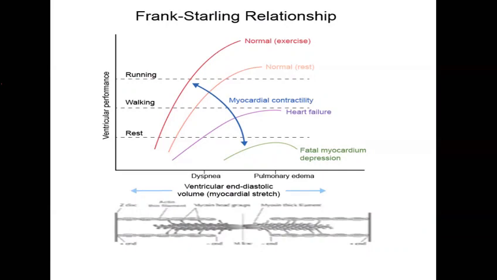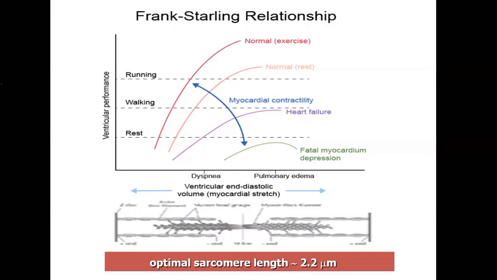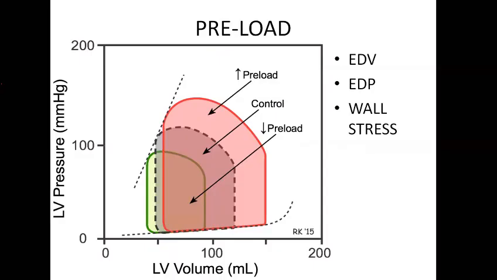So as the volume increases, you can see that the contractility seems to increase, and the ejection fraction also might increase a bit, but actually the stroke volume increases, the ejection fraction remains similar, and therefore the cardiac output increases as the LV end-diastolic volume increases. But then when the volume increases too much, there's a point at which it goes down. The optimal sarcomere length is around 2.2 microns, above which it might start overstretching and producing severe LV dysfunction.